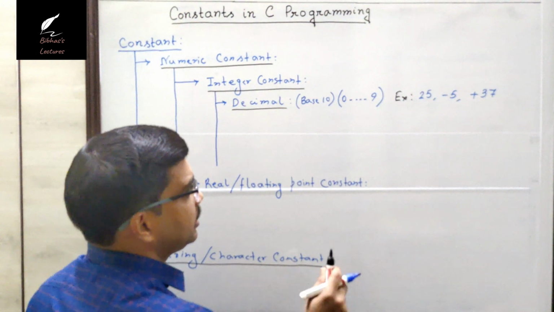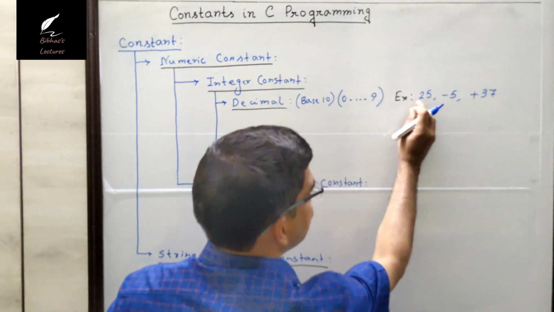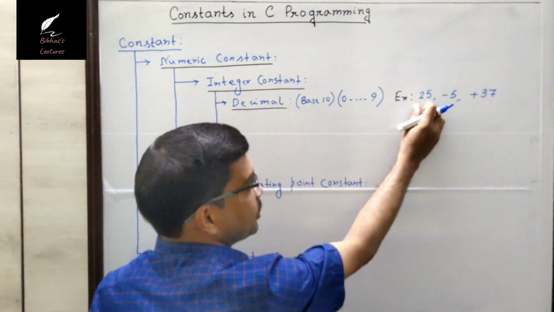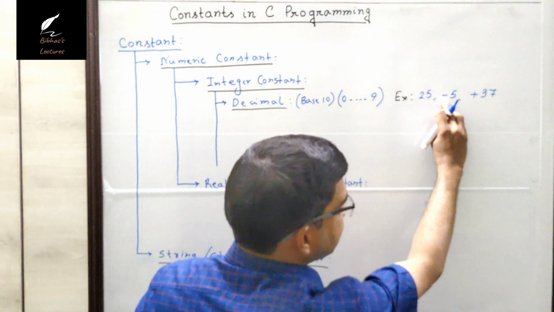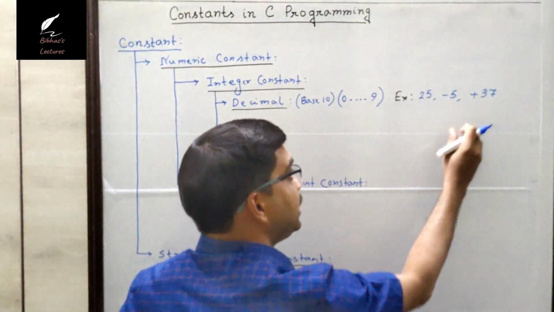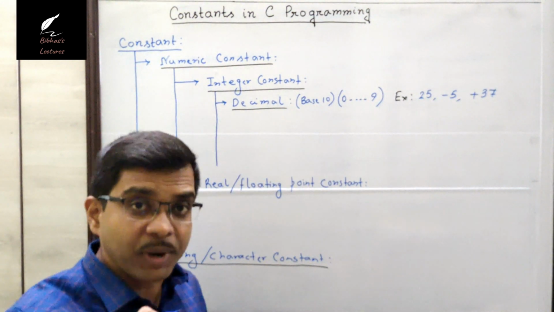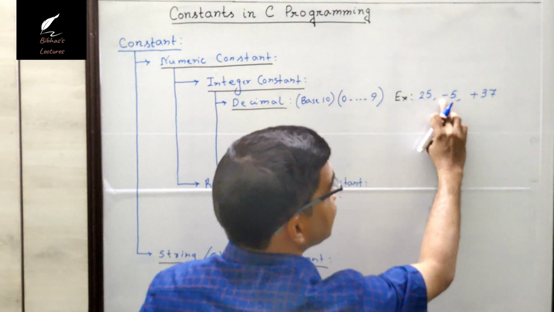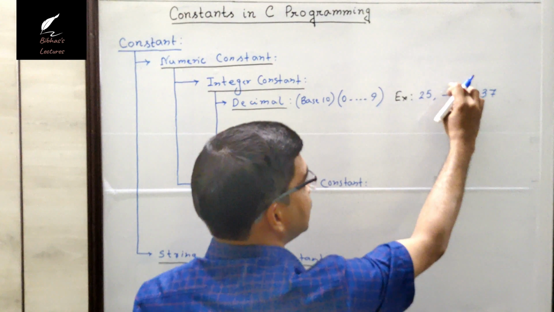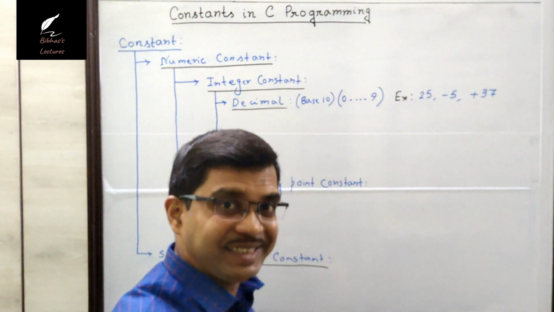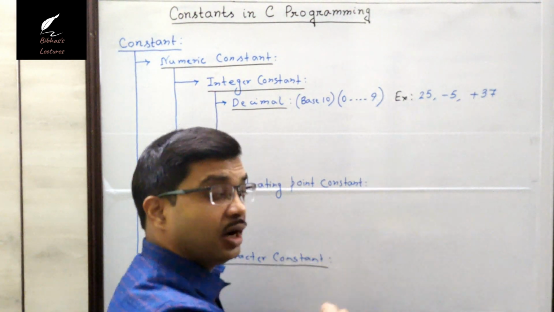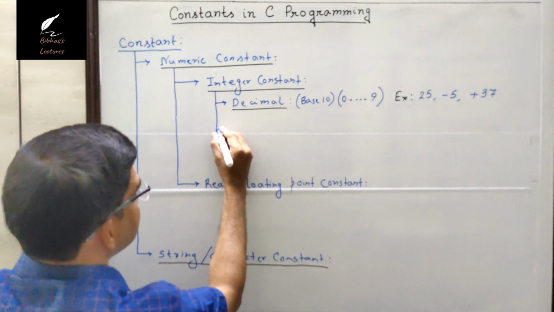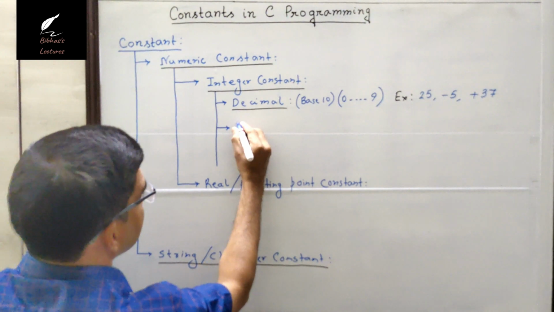Now here you look at the first one. The first number is not associated with sign, so it is an unsigned integer number. Similarly, this is associated with the minus symbol, it is minus 5, and this 37 is associated with a plus symbol. So these two numbers, the 5 and 37, are associated with a sign. So that's why these last two are called signed integer numbers, and the first one is called an unsigned integer number. Okay, now the next one is the octal number.